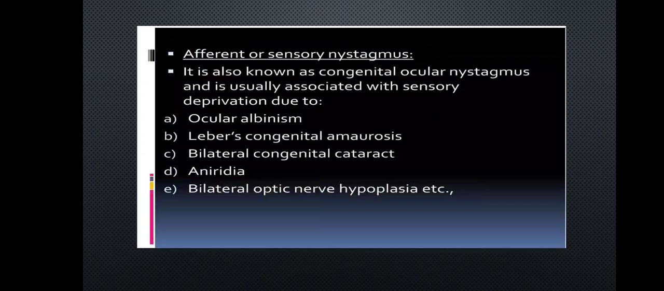Afferent or sensory nystagmus is also known as congenital ocular nystagmus and is usually associated with sensory deprivation due to ocular albinism, Leber's congenital amaurosis, bilateral congenital cataract, aniridia, bilateral optic nerve hypoplasia, etc.